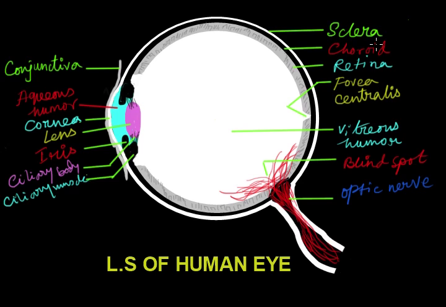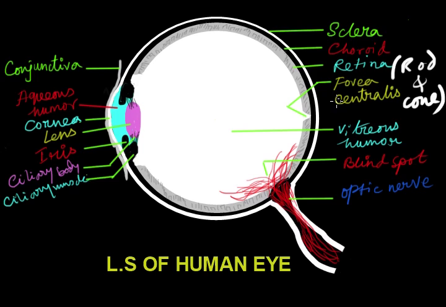Now, the choroid is blackish in color due to the presence of black pigments. The retina is not a complete circle; it is present at the one-third posterior part of the eye, and it is composed of two types of cells called rod cells and cone cells. This is the composition of the retina.